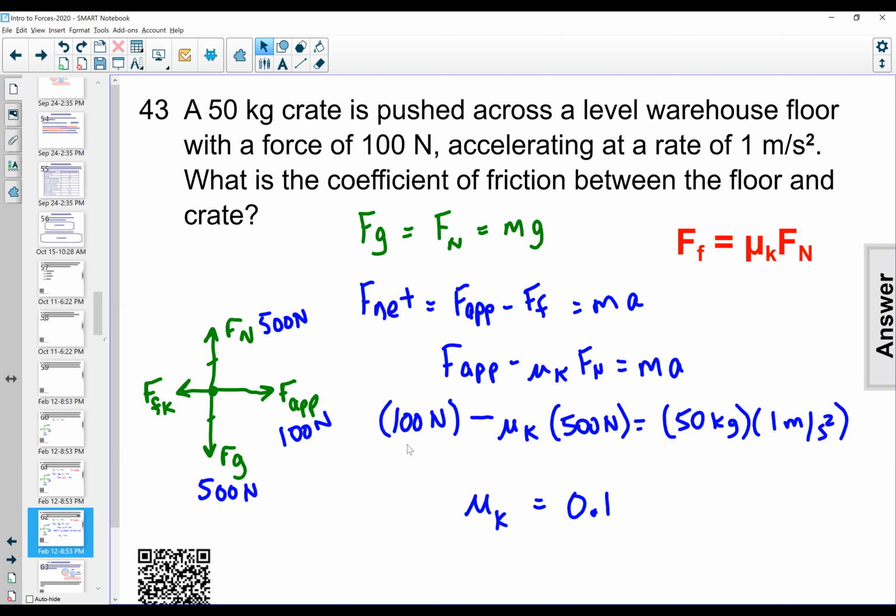Then I just plug in the numbers, 100 newtons for applied, 500 for normal, 50 kilograms for the mass, 1 meter per second squared for the acceleration, and I solve for mu k, the coefficient of kinetic friction, and I got 0.1. With the actual sig figs, since all these numbers given only had one, I just left it with one. If you were on the Positive Physics website, they would want you to have three sig figs or more. So I think most of you were writing things like 0.102 or 0.10, something like that, depending on when and how you rounded and whether you used 10 or 9.8. So any questions about this one?